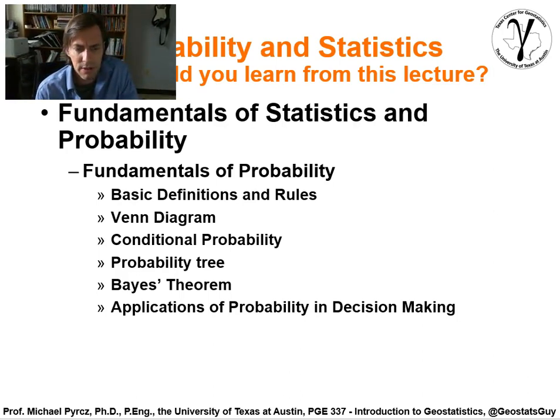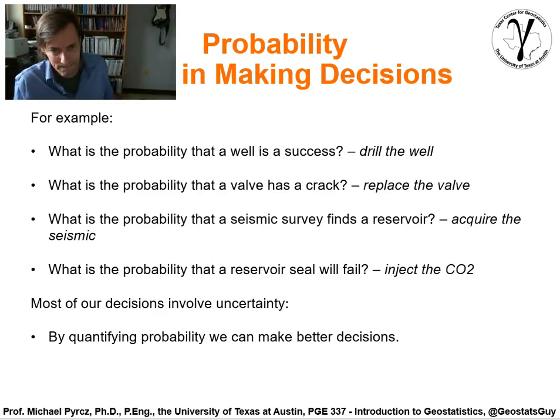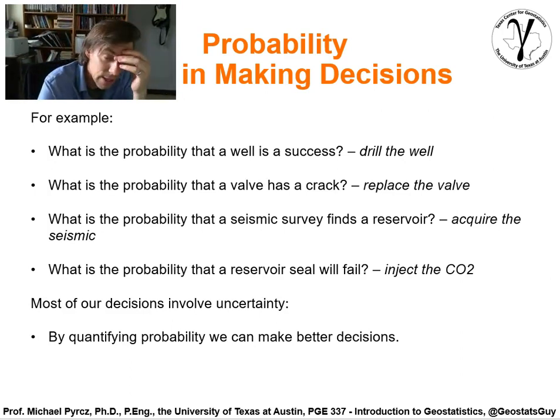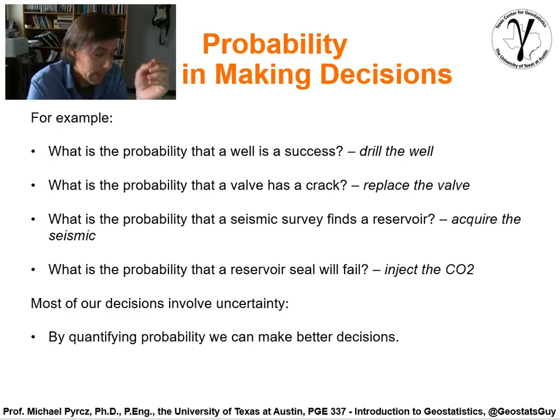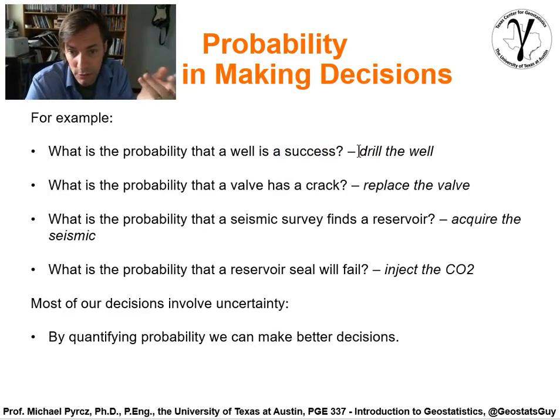We'll get started with some basic definitions and rules. So, probability. Why do we care about probabilities? How does this help us in what we're doing as engineers? It turns out that probabilities are essential, given the fact that we have uncertainty, to helping us make decisions. I'll give you some examples right here. What is the probability that a well is successful? From that directly, you can make the best decision about whether or not to drill the well.